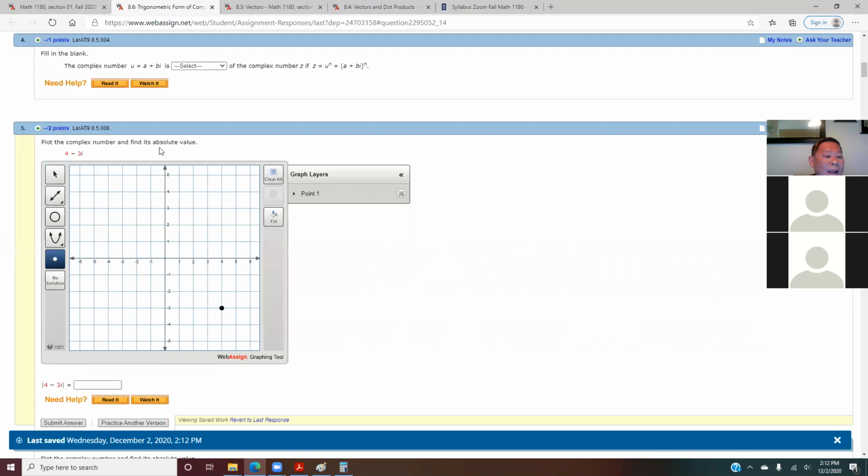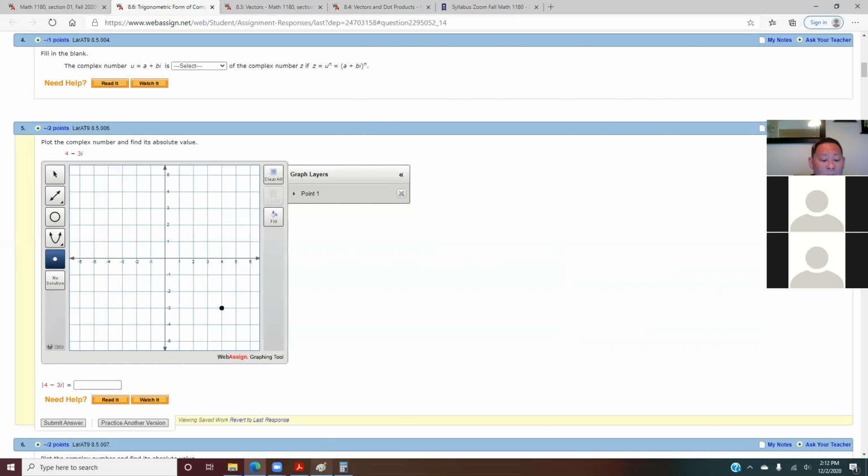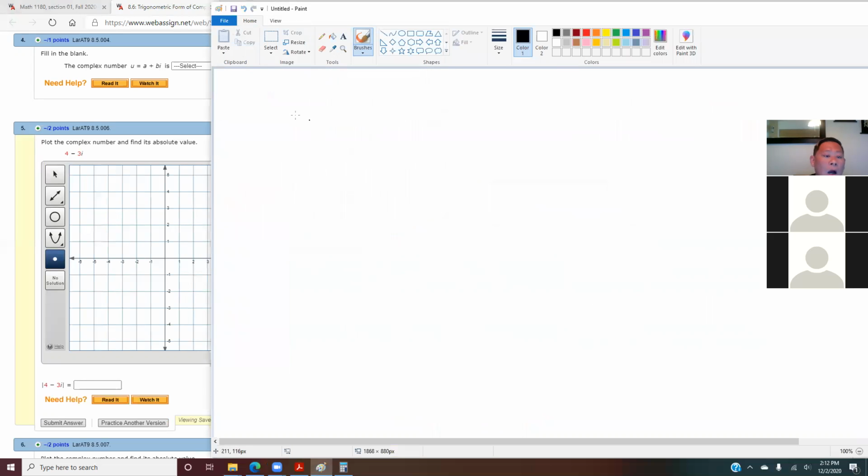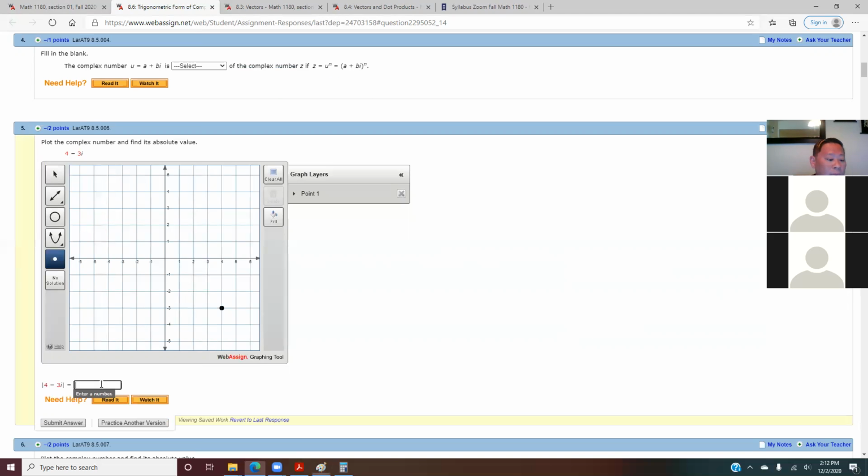And then if you want to find its absolute value, it's like distance. So you just take the square root of 4 squared plus 3 squared. 16 plus 9 is 25, and the root of that gives us 5. So this will be 5. You guys all right here with this complex plane?